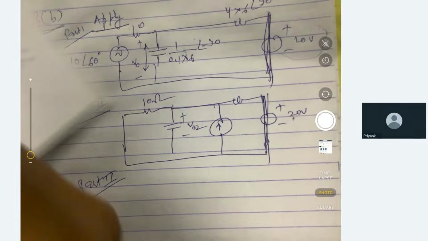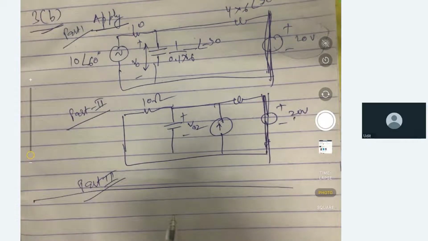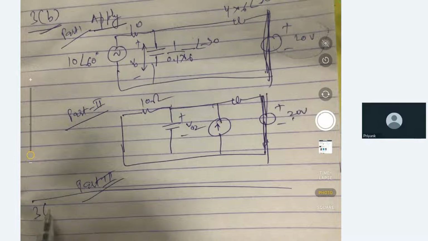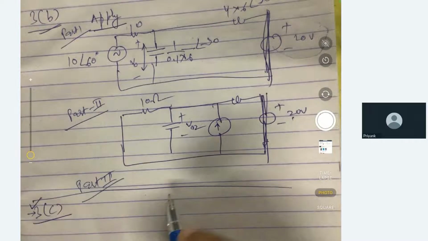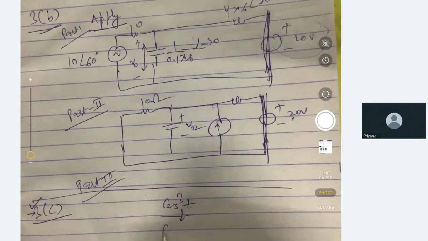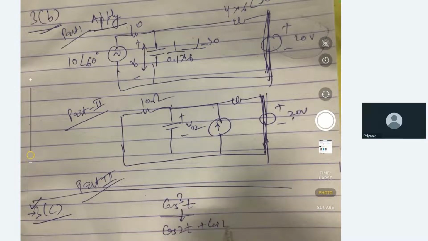Okay, so now it's a 20 mark question. Actually, a similar question came in 2019, when they had written cos of 3t, and they were asking us to find some voltage. So what we are required to do is break it into cos of 2t plus cos of t, and then apply the superposition.